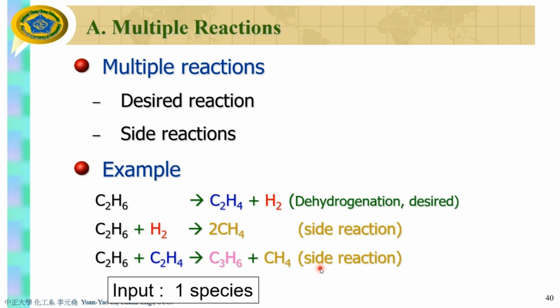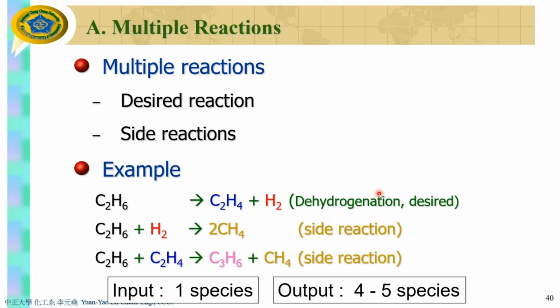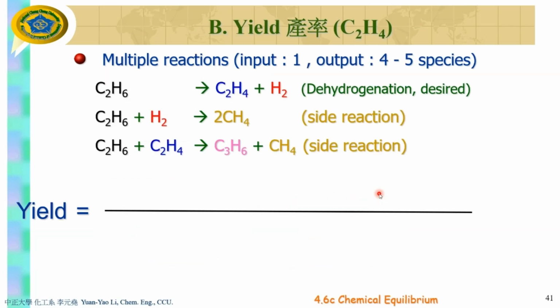In this case, you have one input, which is C2H6. But how many outputs will you have? 1, 2, 3, 4, even 5, if you don't have complete reaction, right? So normally you will have 4 to 5 species in the output stream. So this is what we know about the multiple reactions.